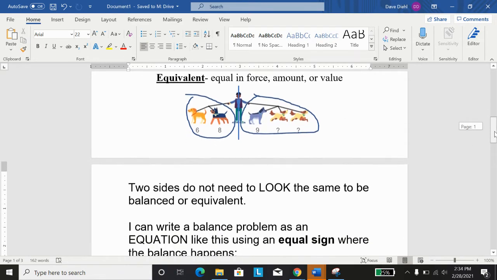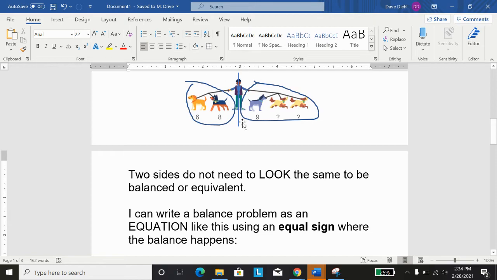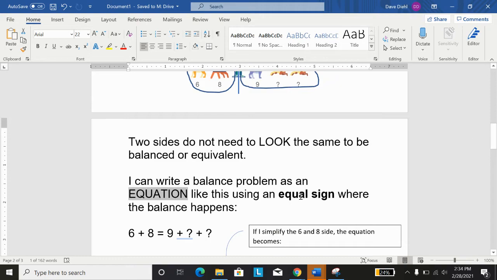Well, we can actually write a balance problem that looks like this as an equation if we use an equal sign where the balance happens. So instead of using a person in the middle, we can use an equal sign to show that this left-hand side equals or is equivalent to the right-hand side. How might that look? Well, it looks a little bit like this. 6 plus 8 equals, there's the person, 9 plus question mark plus question mark. So there's a mathematical equation.